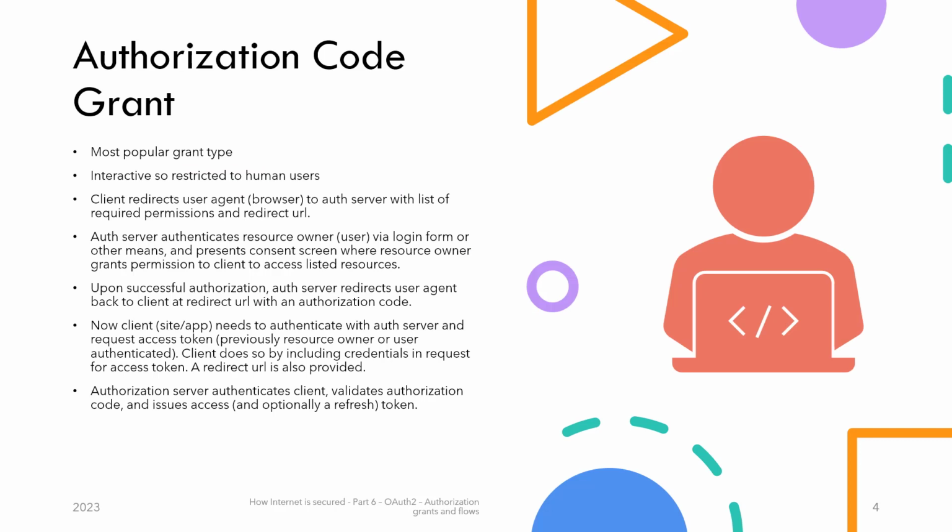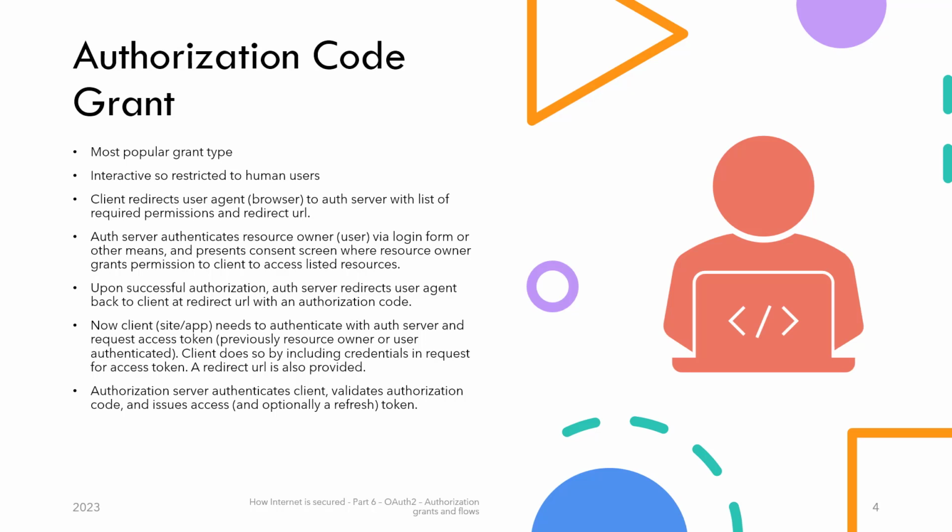Let's start with authorization code grant. This grant type is the most popular and is used to obtain both access tokens and refresh tokens. It is a redirection based workflow, and the client needs to be able to interact with both the browser app and the authorization server. It is interactive in nature, so it requires a human user to perform consent and login. The flow goes as follows.